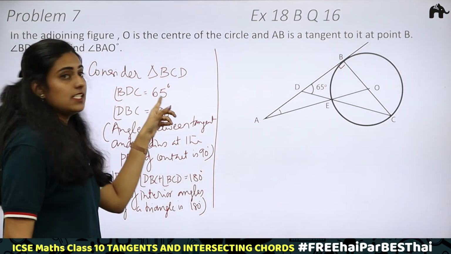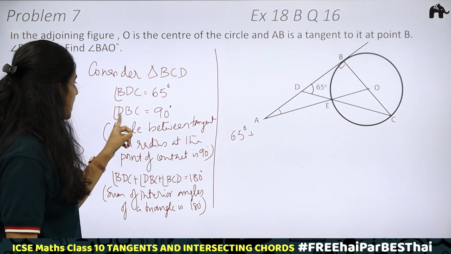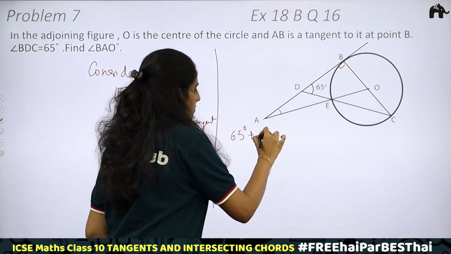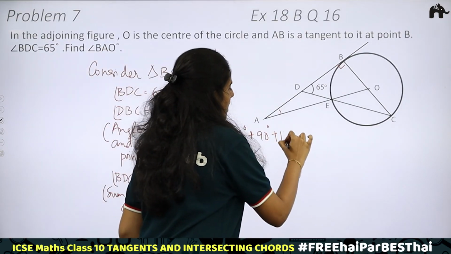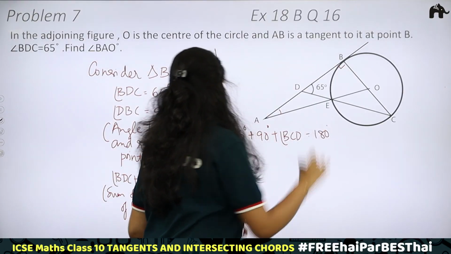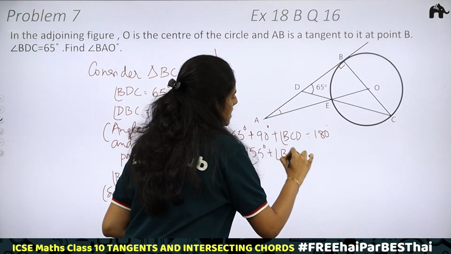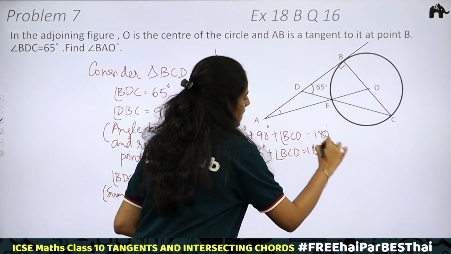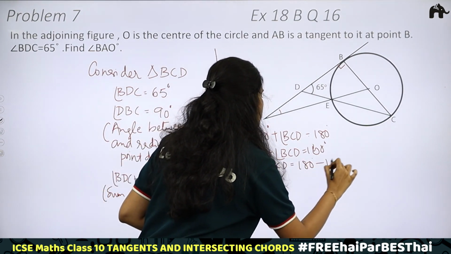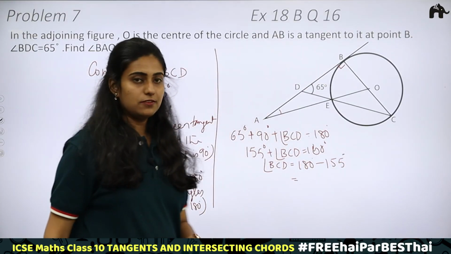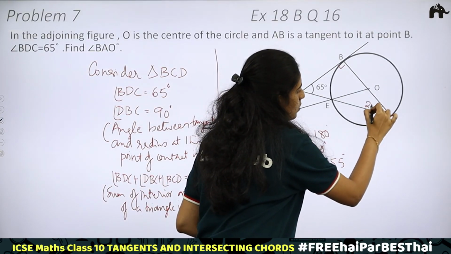Now put the values. BDC is equal to 65 degrees, plus DBC equal to 90 degrees, plus BCD. BCD we have to find. Angle BCD is equal to 180 degrees. 65 plus 90, we get 155 degrees plus angle BCD is equal to 180 degrees. Angle BCD is 180 degrees minus 155 degrees. 180 minus 155, we get 25 degrees. So we got this part. This angle is 25 degrees.